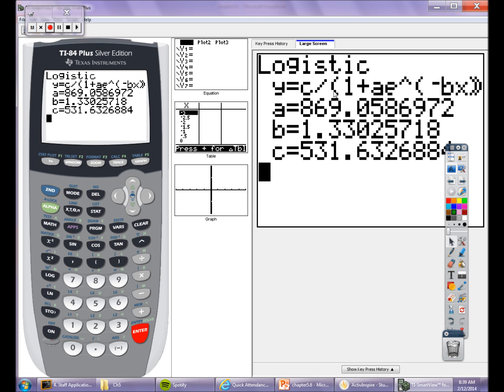Now, the letters that they use, I had L divided by where the calculator says C. So they just use different letters than I did. Instead of L, C, and K, they're using A, B, and C. But everything's in the same spot. So the calculator tells me that C is 531.6, which we could probably round up to 532. C on the calculator is L in my formula. So the carrying capacity, according to the calculator, would be 532,000.